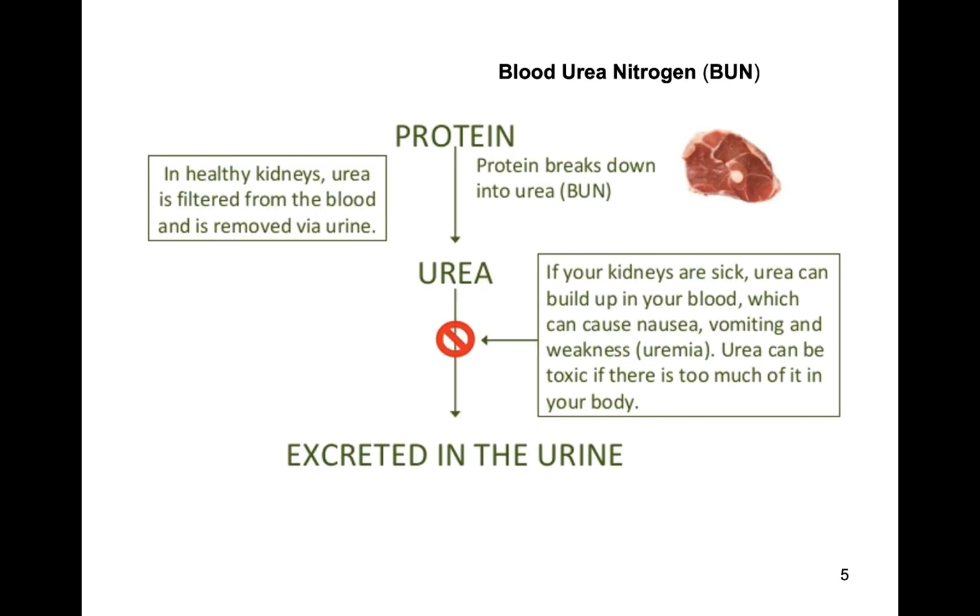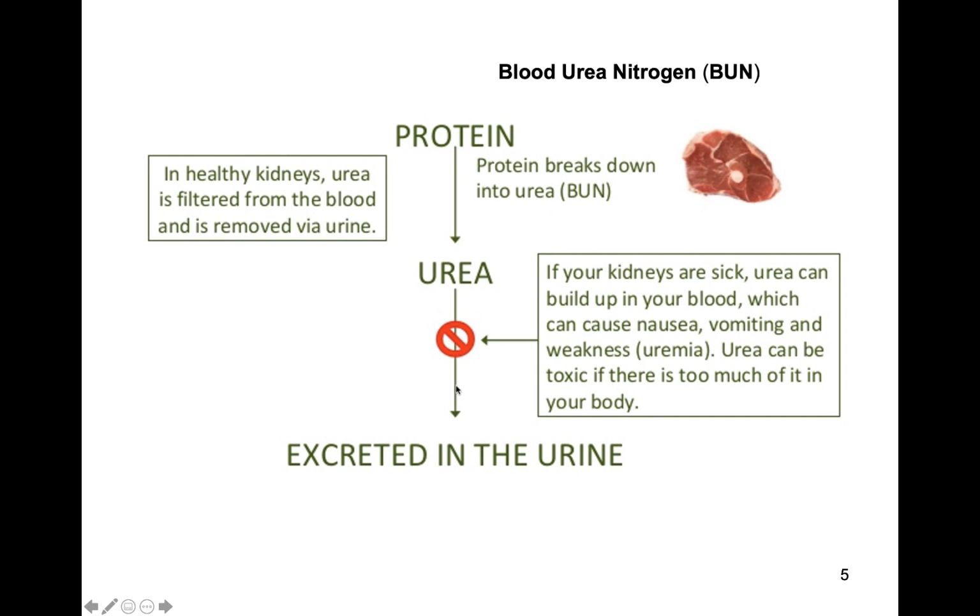So two major metabolic waste products that are being excreted by the kidneys are urea and uric acid. Urea is a major organic waste product that we excrete from the breakdown of old proteins, and uric acid is from the breakdown of old nucleic acids.